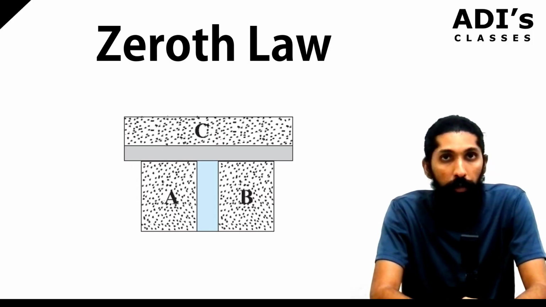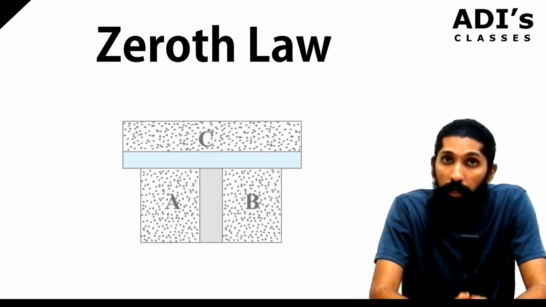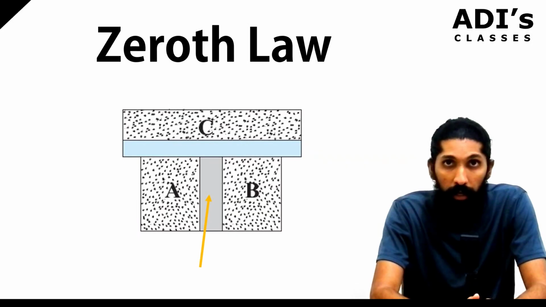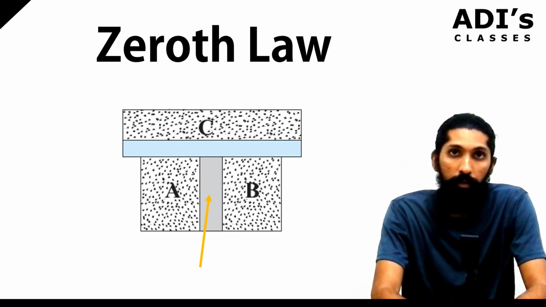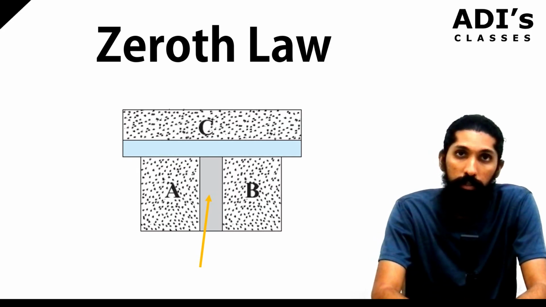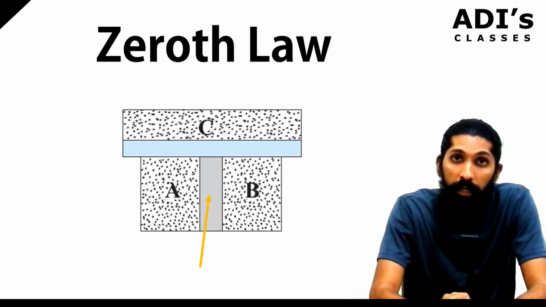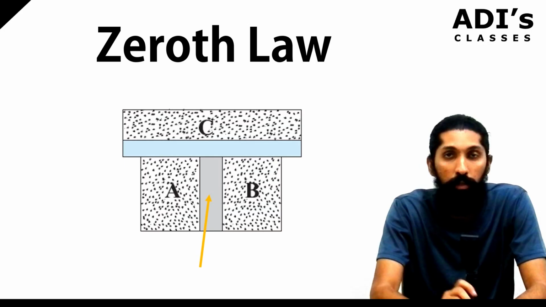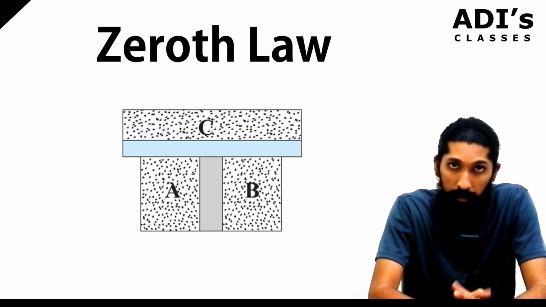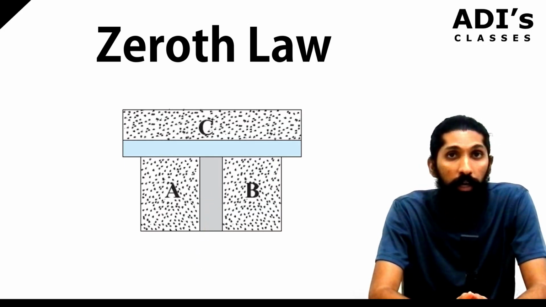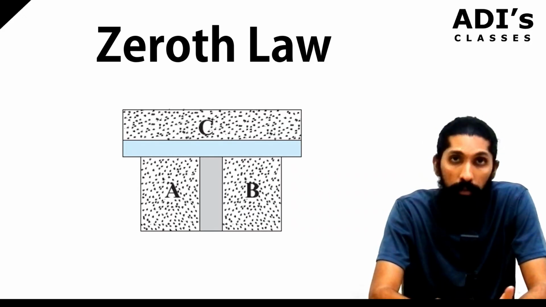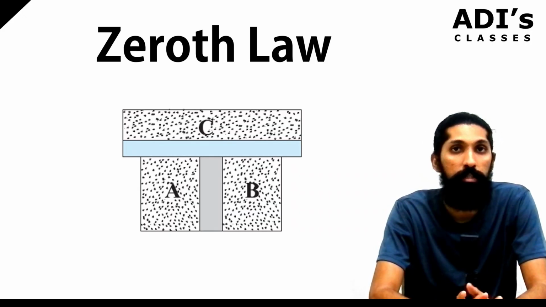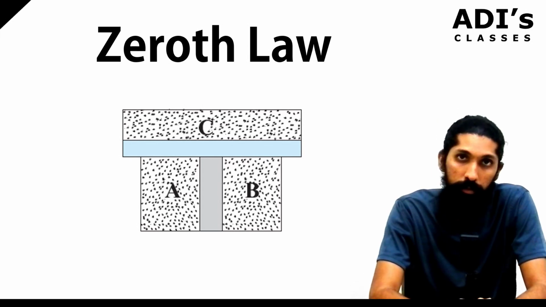If you look at the second part, now we have an adiabatic wall between C and A, and C and B. That means there is a diathermic wall between A and B. Now, what does the zeroth law state? That A and B are also in thermal equilibrium. In the sense, suppose A was around, let's say, 20 degrees Celsius, C was at 30 degrees Celsius, and let's say B was at 40 degrees Celsius.